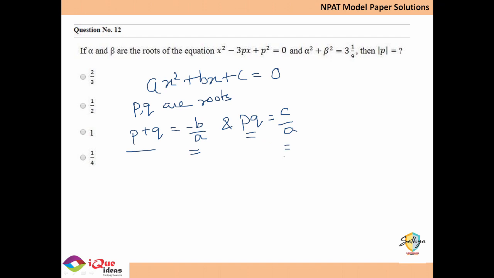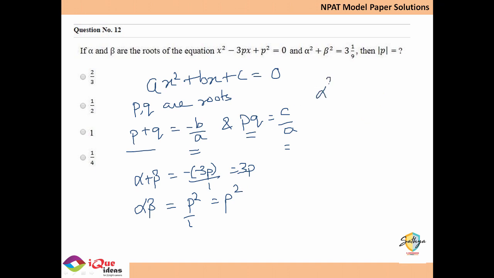So for this particular equation, we can get that the sum of the roots alpha plus beta is equal to minus b by a, that is minus of minus 3p by 1, which is equal to 3p, and product of the roots alpha beta is c by a, which is p square by 1, which is equal to p square. So what do we have to find out? We have to find out the value of p.